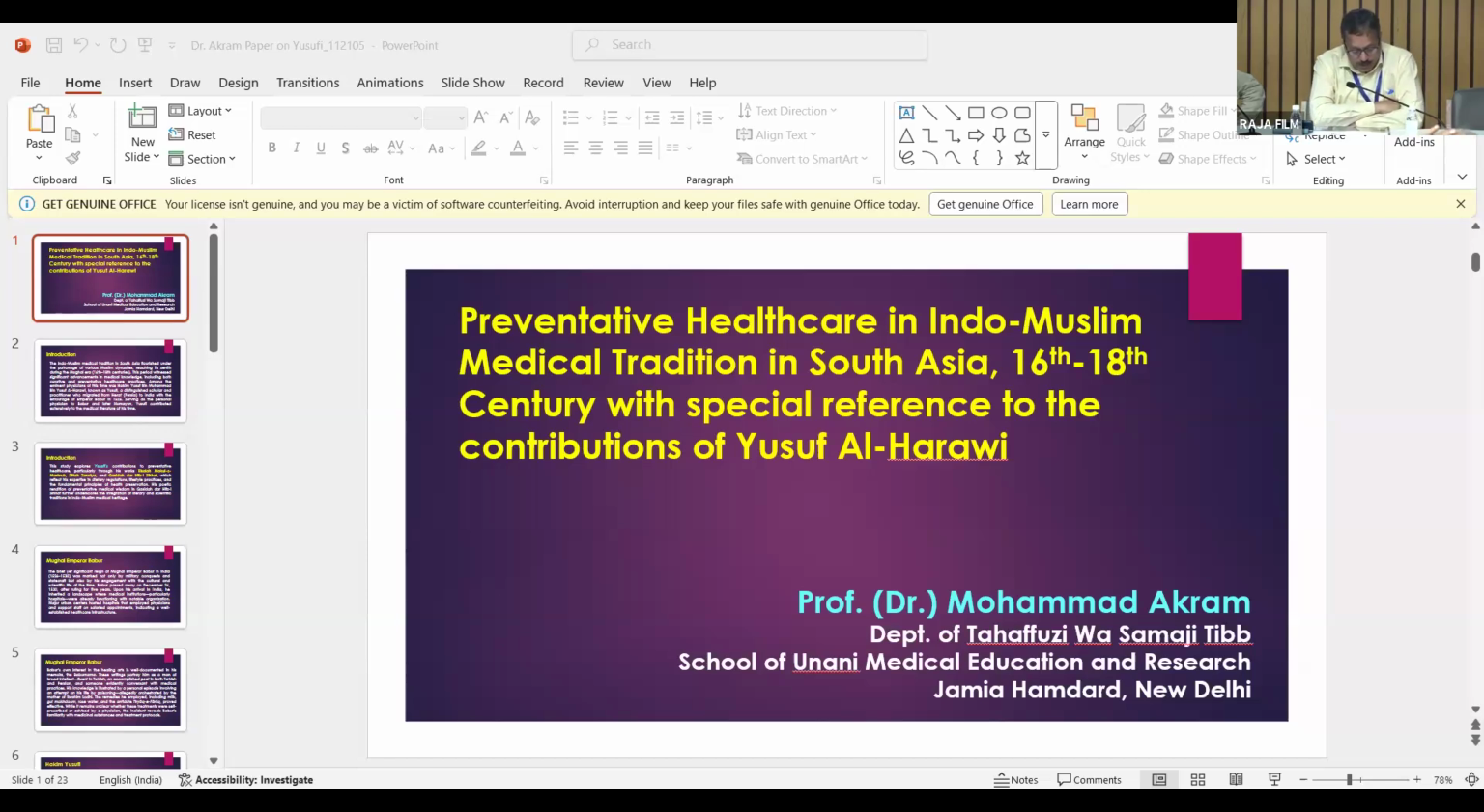Next, please. Another important work of Yusufi includes Fawaizul Akhyar, Benefits of the Righteous, a small manuscript of 24 pages, written in 1570, dedicated to the preservation of health, Hifz Sehat. The importance of this manuscript is that it is completely dedicated to Hifz Sehat. It is held at Osmania University Library, Hyderabad.